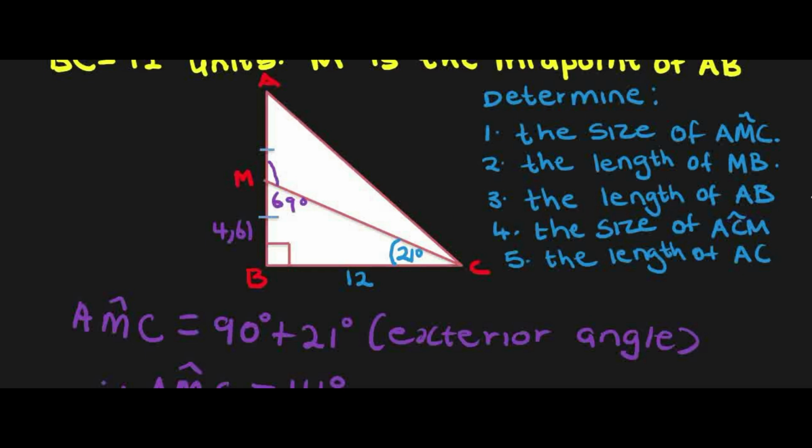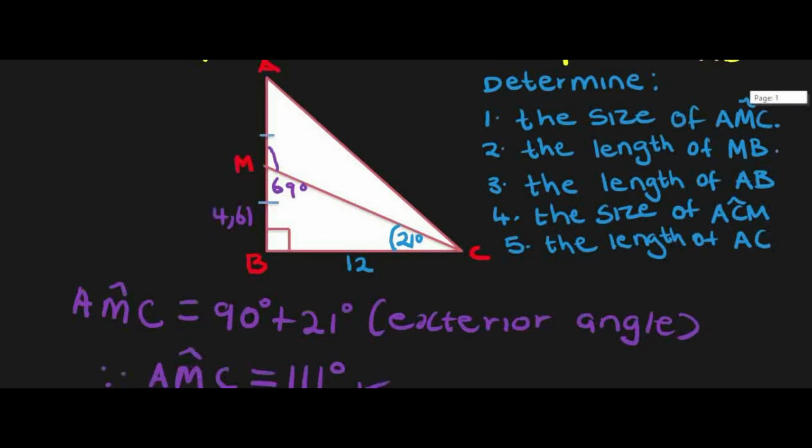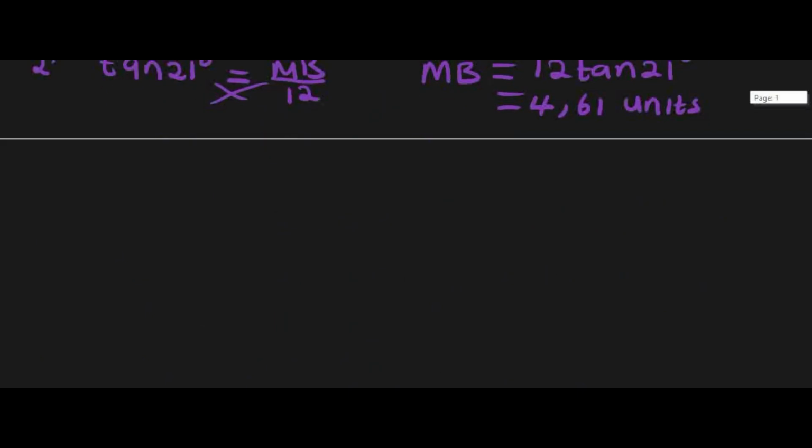Let us move on and do number 3. We need to calculate the length of AB. We know that M is the midpoint of AB. So if MB is 4,61, that means AM is also 4,61, which means in order to get the length of AB, we need to say 4,61 plus 4,61, then we get the length of AB.